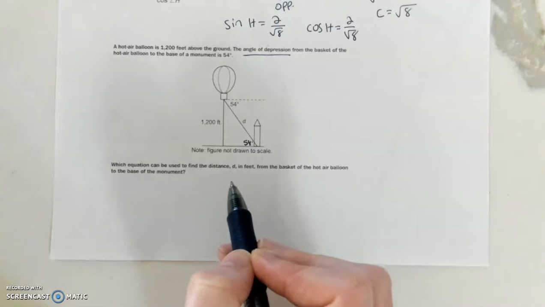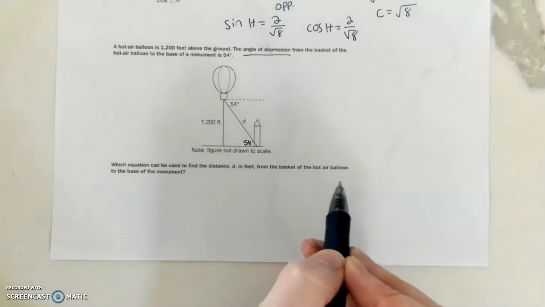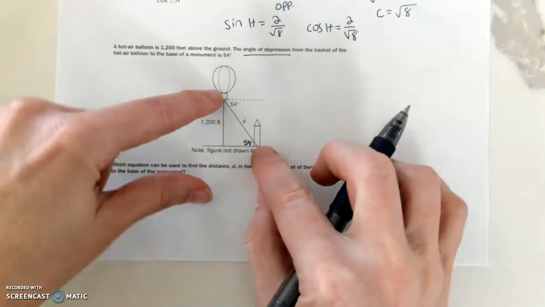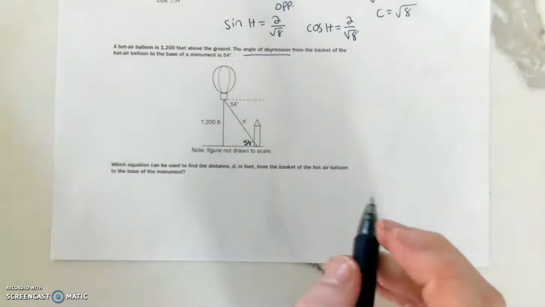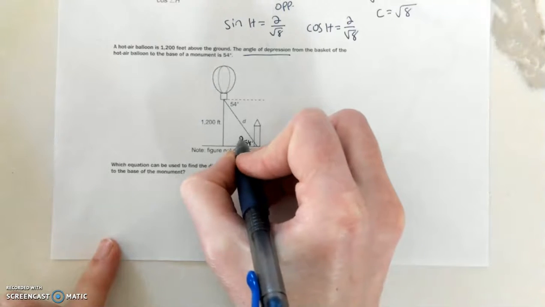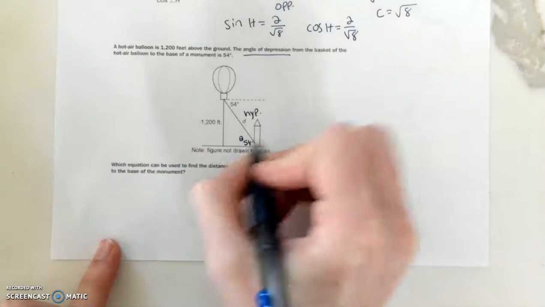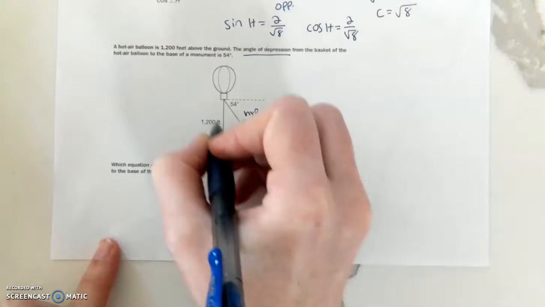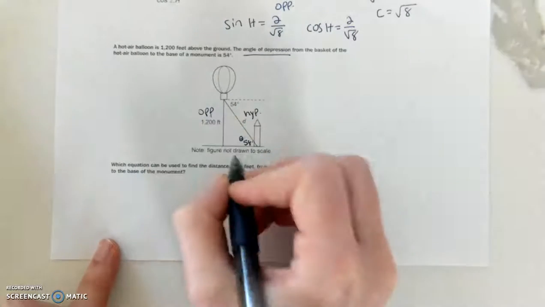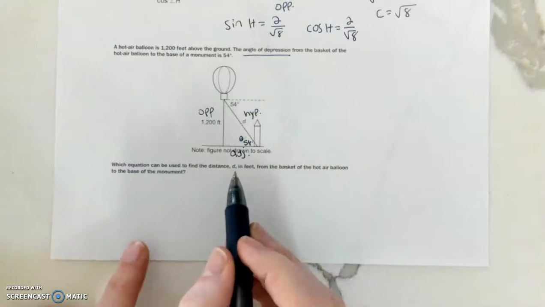What equation can be used to find the distance, d, in feet from the basket of the hot air balloon to the base of the monument? So we're looking for this distance right here. All right, so the first thing we need to do is label the triangle. My interior angle that I have is my theta, which would make d my hypotenuse. Across would be my opposite side, and the ground would represent my adjacent.